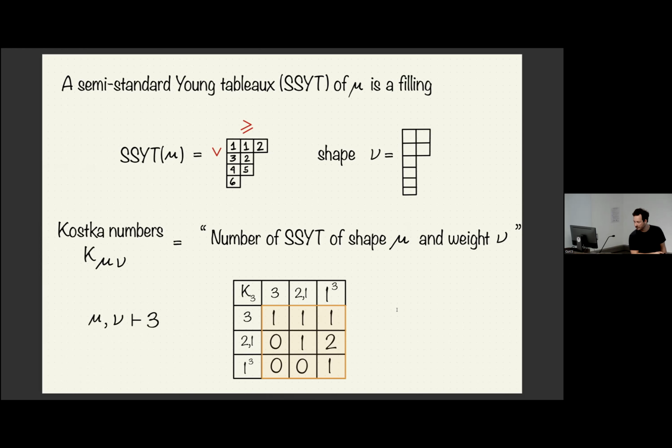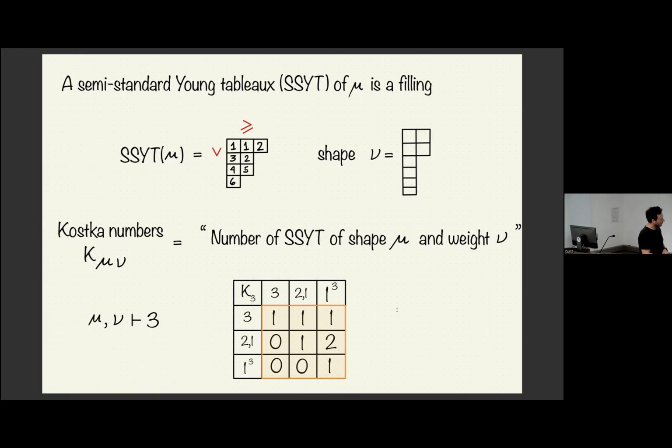That'll be correct. Note that it wouldn't be increasing to the right. But maybe you could swap the 5 and the 6. Yeah, sorry, bad example, last minute example. Okay. But indeed, there are multiple ways of doing it. The Kostka numbers capture this.